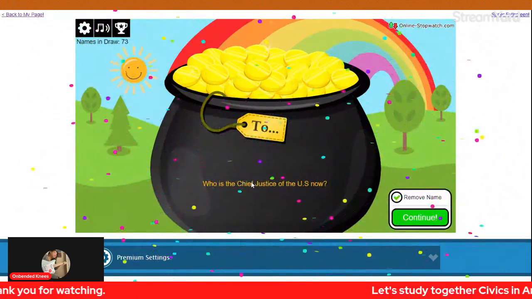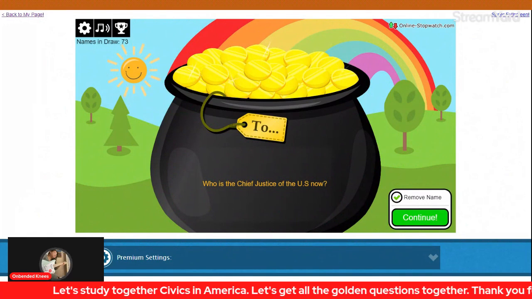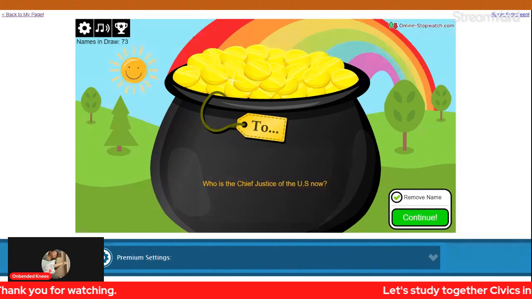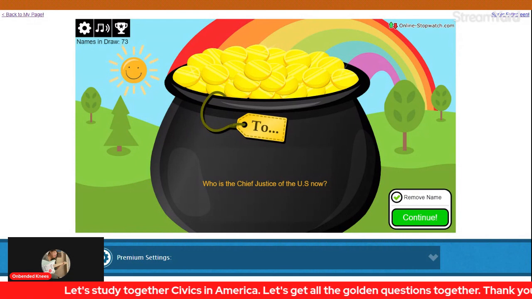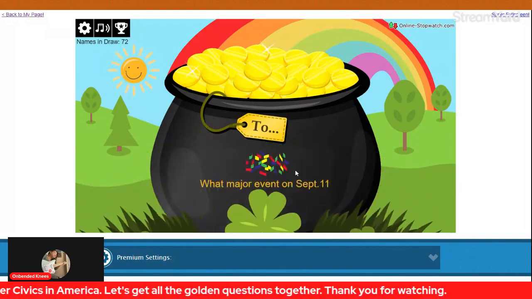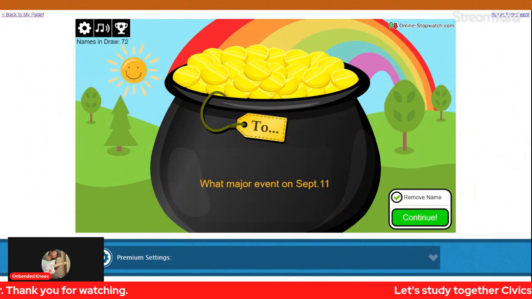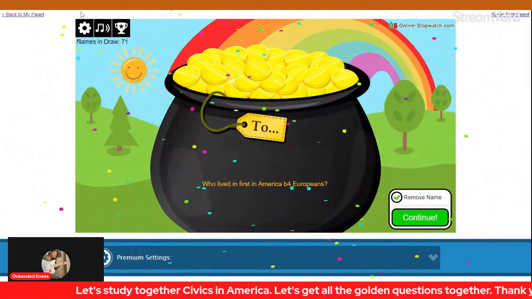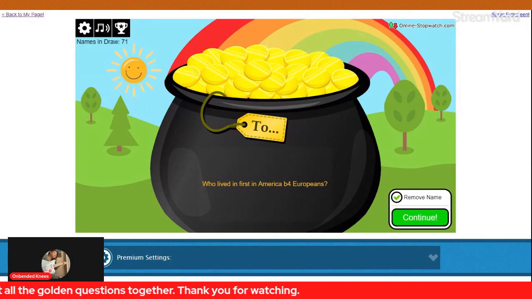Next, the Chief Justice of the U.S. now. John Roberts Jr. Sometimes you just need to keep on repeating and repeating for it to retain in your brain. Next, on September 11, 2001, the terrorists attacked the United States. In America, before the Europeans, it's Native Americans or American Indians.